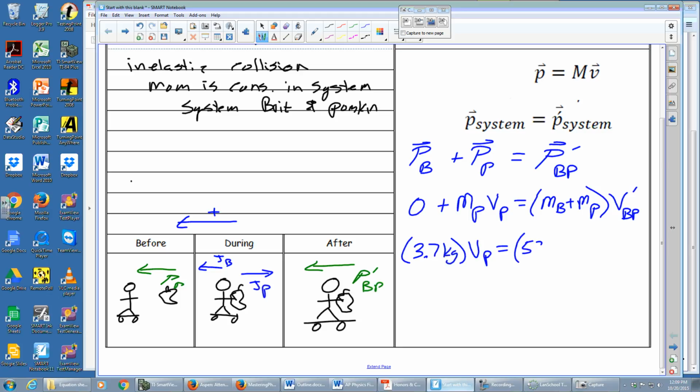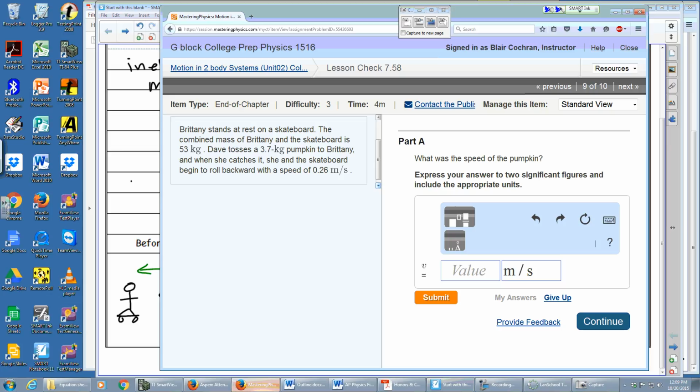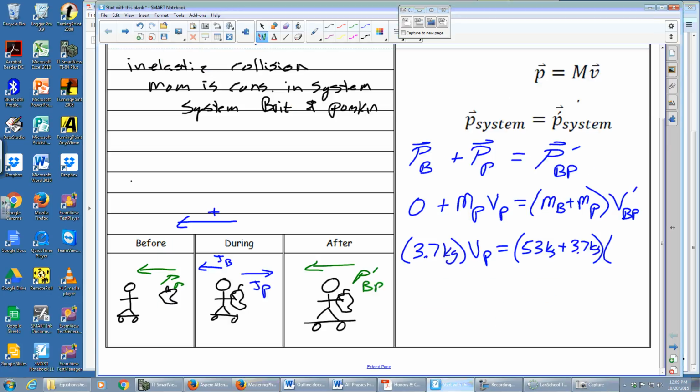Here I'm going to have 53 kilograms and my 3.7 kilograms. And then they tell me that this was 0.26 meters per second. Rearrange and solve for the velocity of the pumpkin, and you'll be all set. So I hope that made sense.